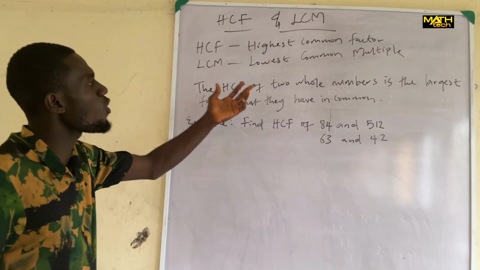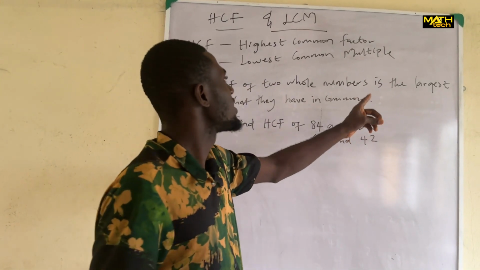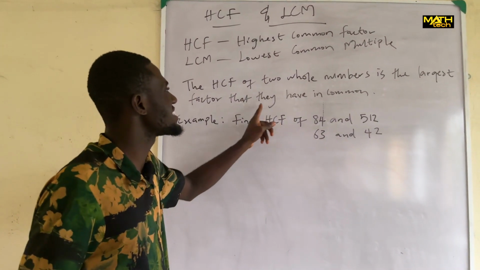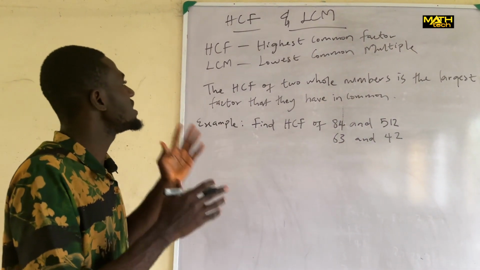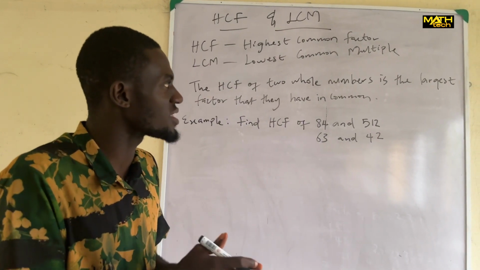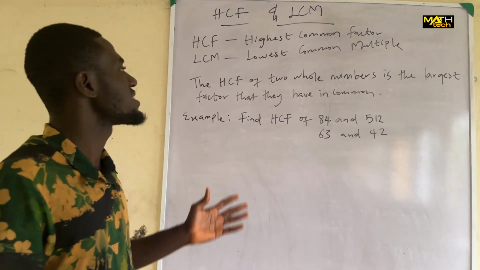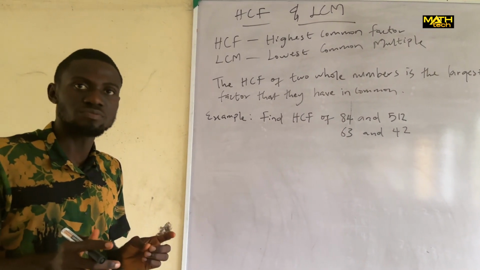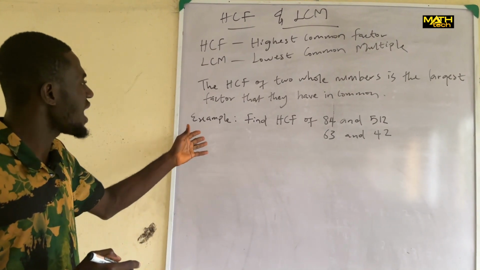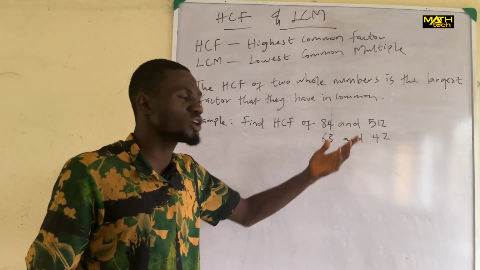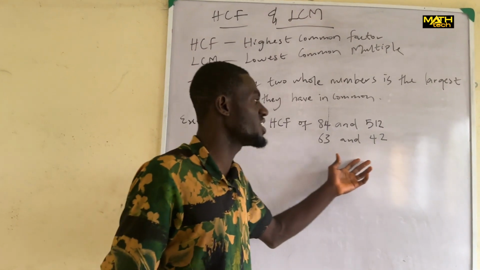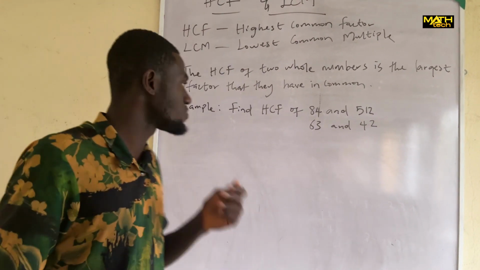Now, the HCF of two whole numbers is the largest factor that they have in common. Note that. Now, I'm giving an example. I say find the HCF of 84 and 512 and also the HCF of 63 and 42.